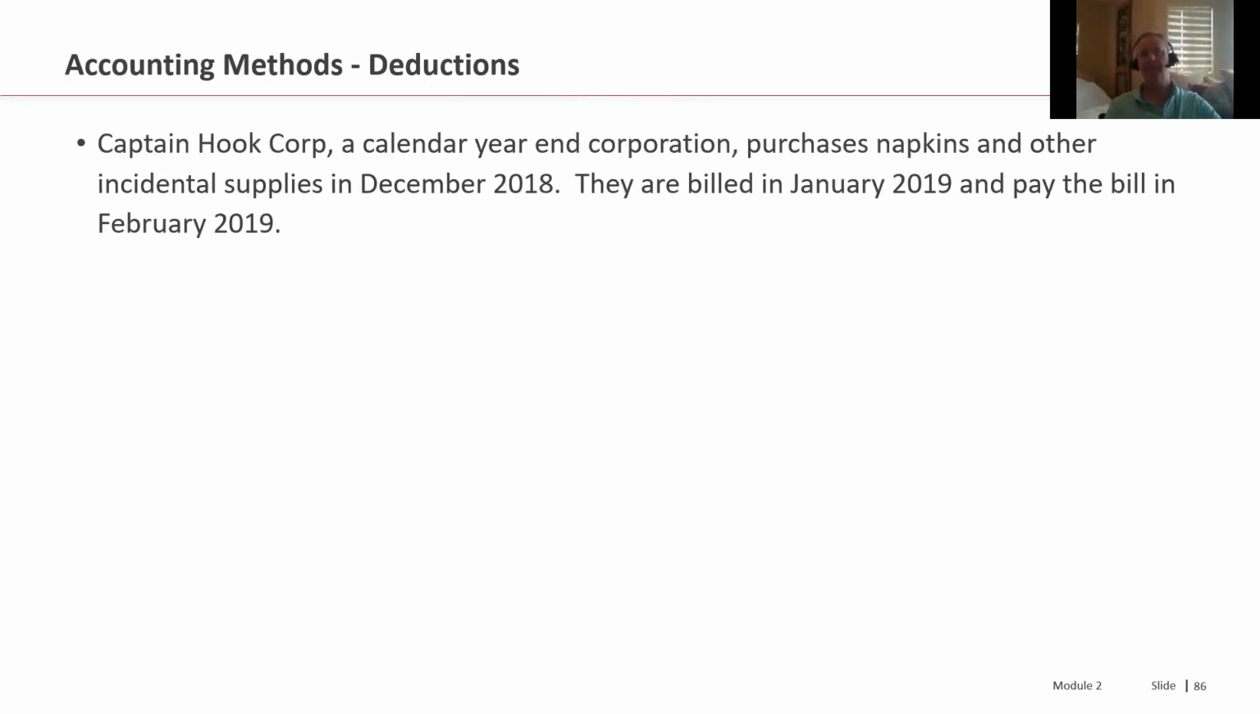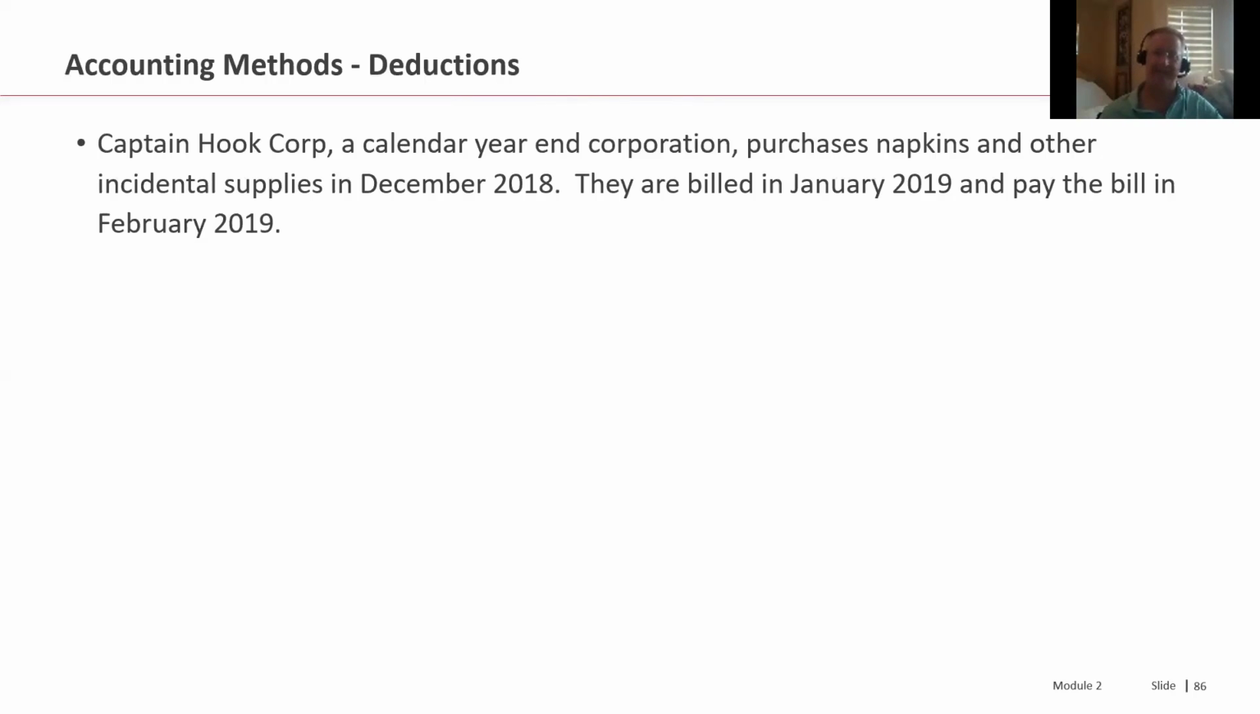Okay. So Captain Hook Corp is a calendar year-end corp. They purchased napkins and other incidental supplies in December of 2018. They're billed in 2019, and they pay for them in February of 2019. Okay, so that'd be a classic kind of case, right? They buy it on credit.